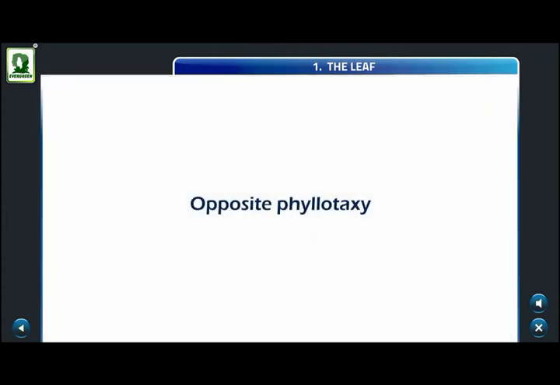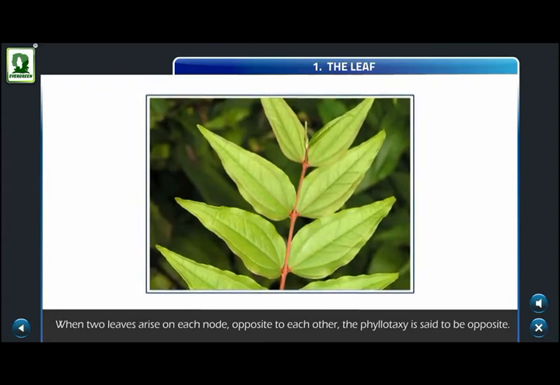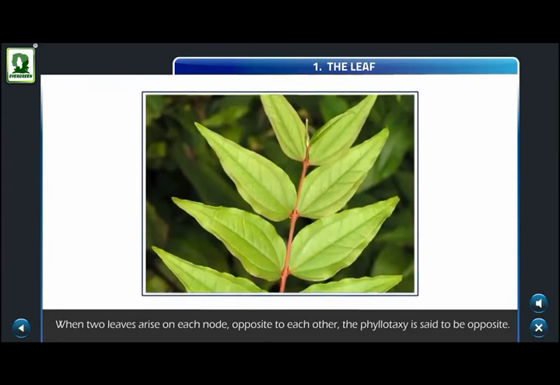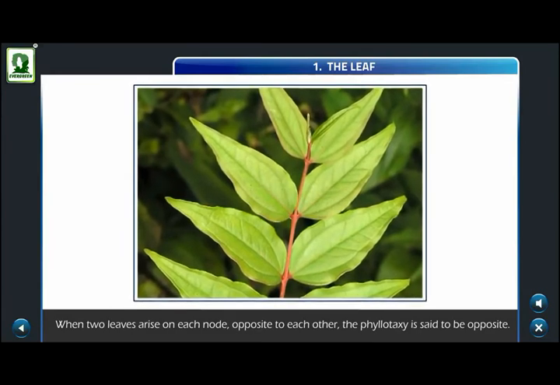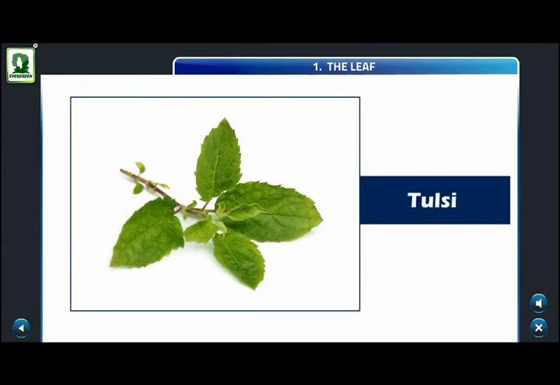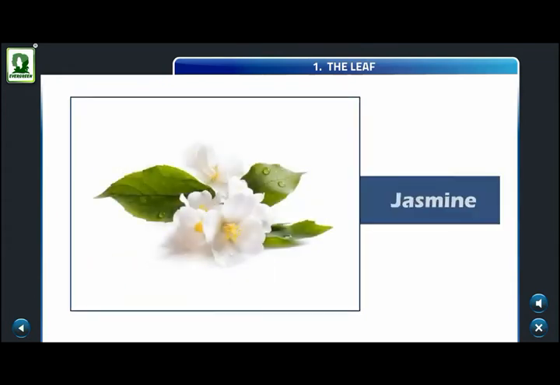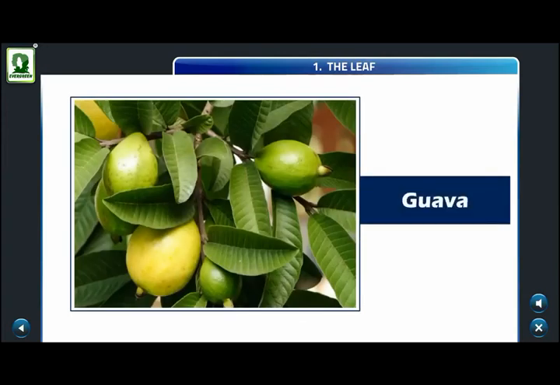Opposite phyllotaxy. When two leaves arise at each node opposite to each other, the phyllotaxy is said to be opposite. For example, tulsi, jasmine, guava.